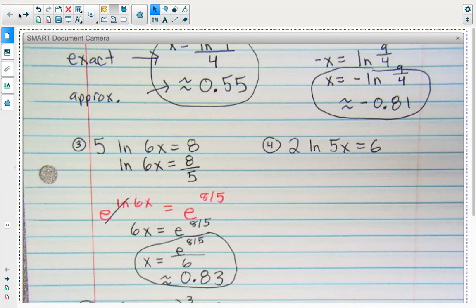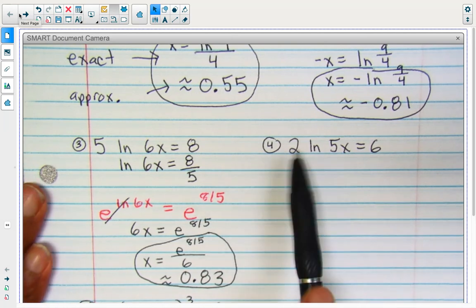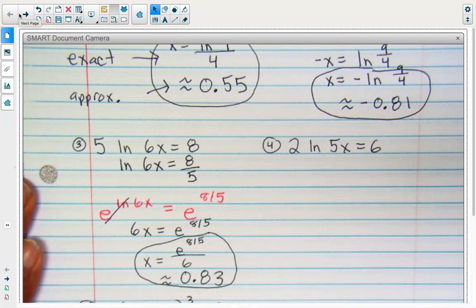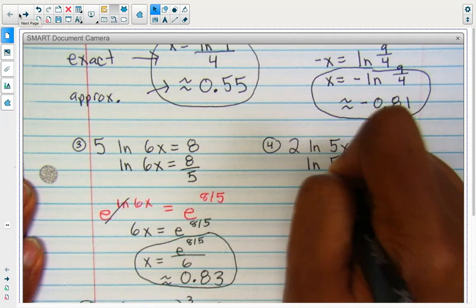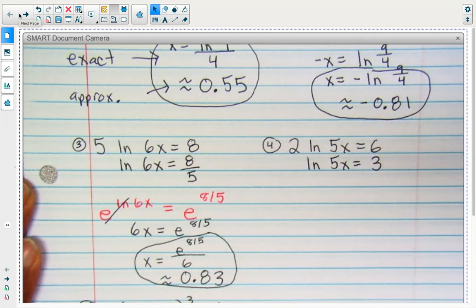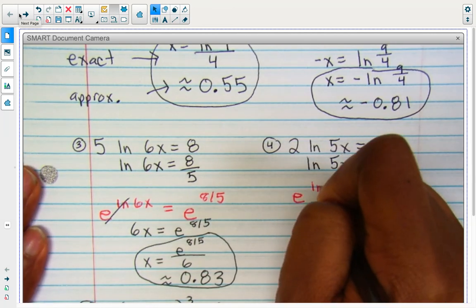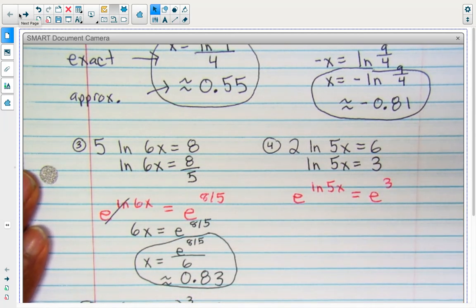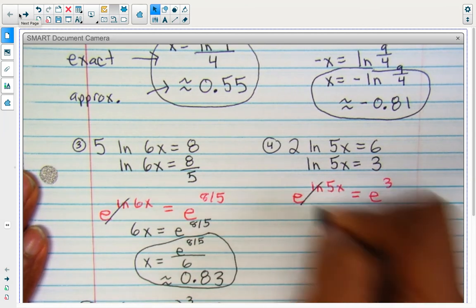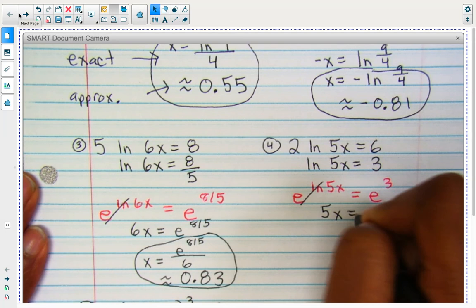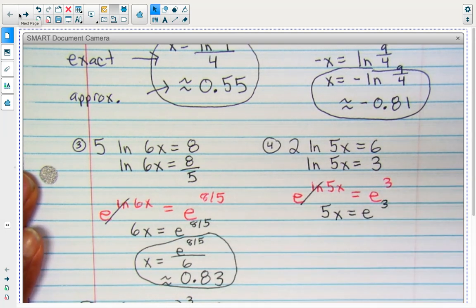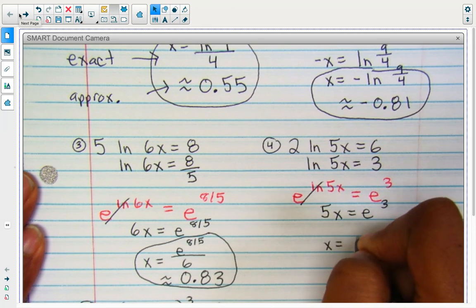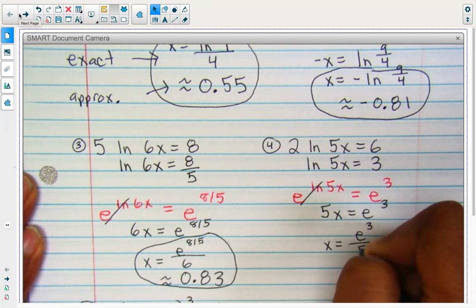Okay, number 4. 2 times the natural log of 5x is equal to 6. We're going to start by getting rid of this number. So we're going to divide both sides by 2. That's going to give me the natural log of 5x is equal to 3. Now we're going to exponentiate both sides. So base e. So e to the natural log of 5x is equal to e to the 3rd. e and natural log cancel each other out. So we're left with 5x equals e to the 3rd. And the opposite of multiplying by 5 is to divide. So our final answer is e to the 3rd divided by 5.